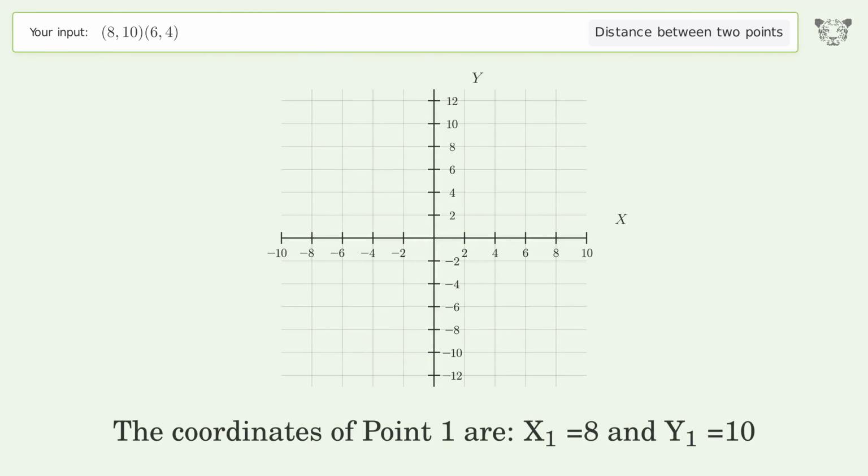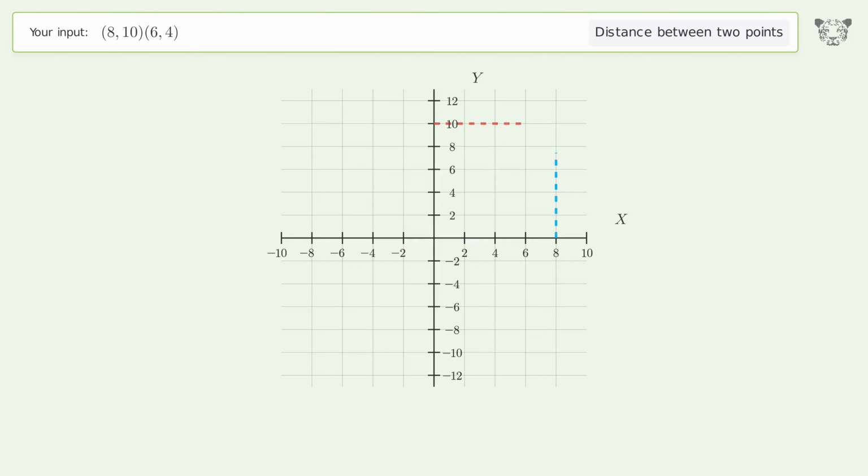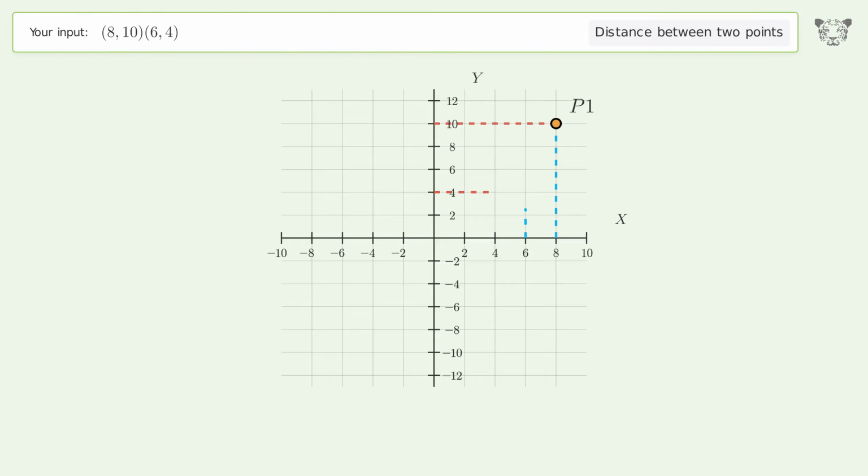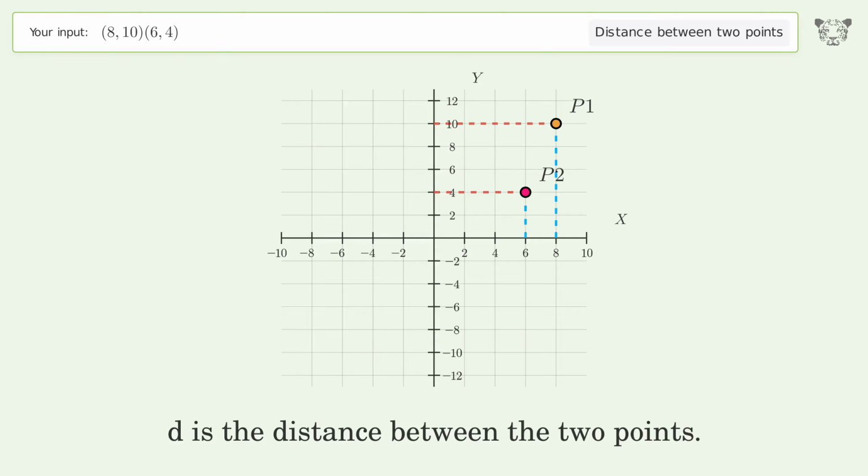The coordinates of point 1 are x1 equals 8 and y1 equals 10. The coordinates of point 2 are x2 equals 6 and y2 equals 4. D is the distance between the 2 points.